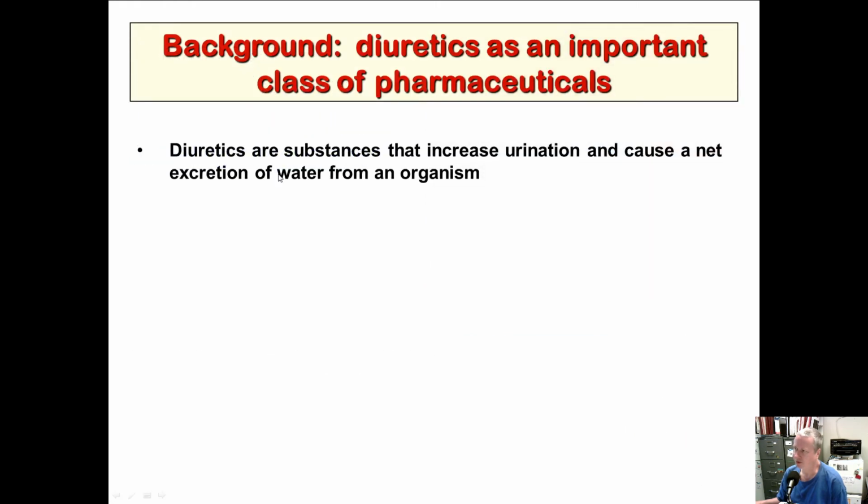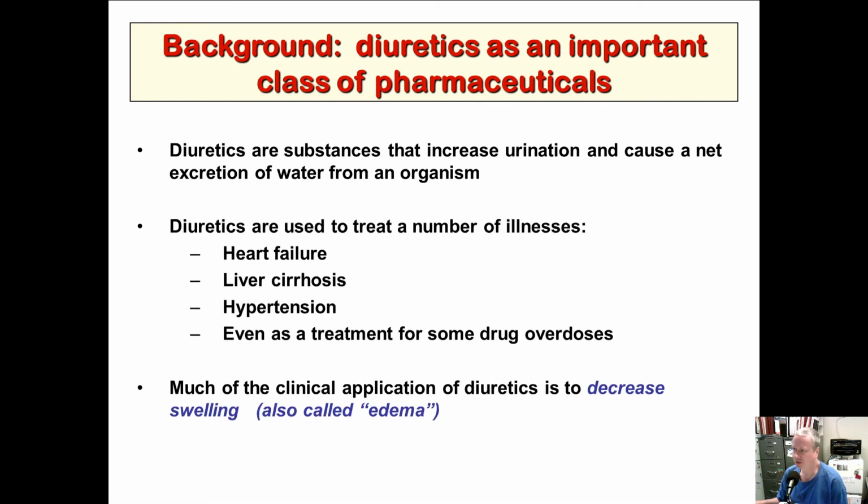Okay, so what are diuretics? Diuretics are substances that increase urination and cause a net excretion of water from an organism. And there's a lot of pharmacological use of these things. They're used to treat heart failure, cirrhosis, hypertension, sometimes used in drug overdoses. So the main thing they do is decrease swelling, and swelling causes a lot of problems. It's also called edema. And so we're decreasing swelling or edema in patients.